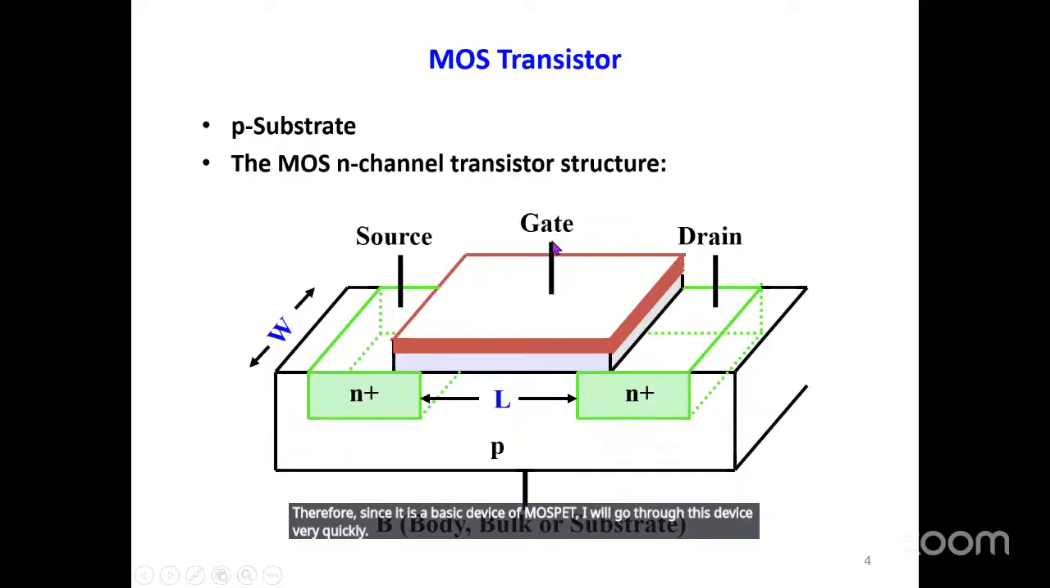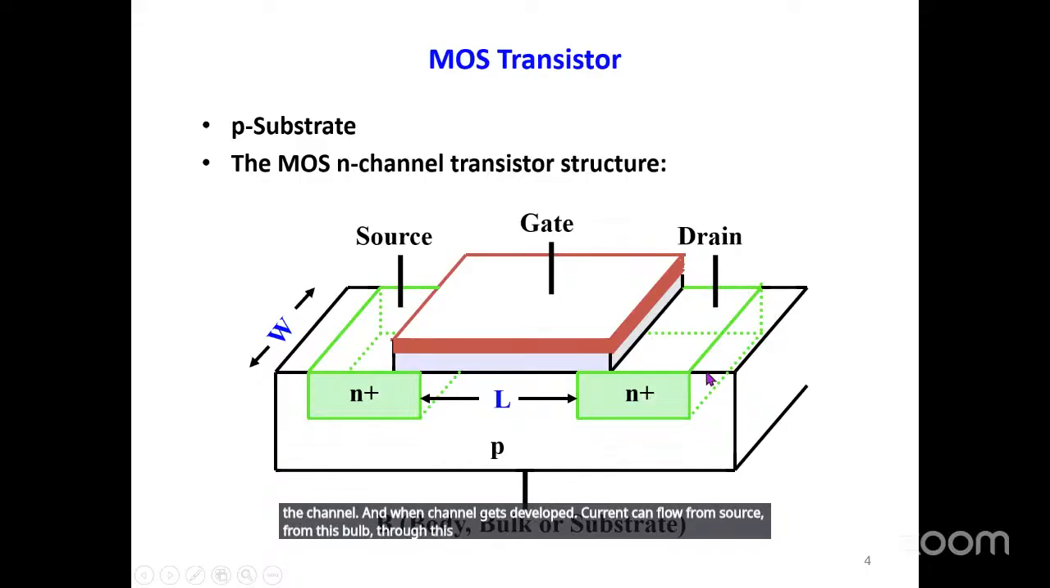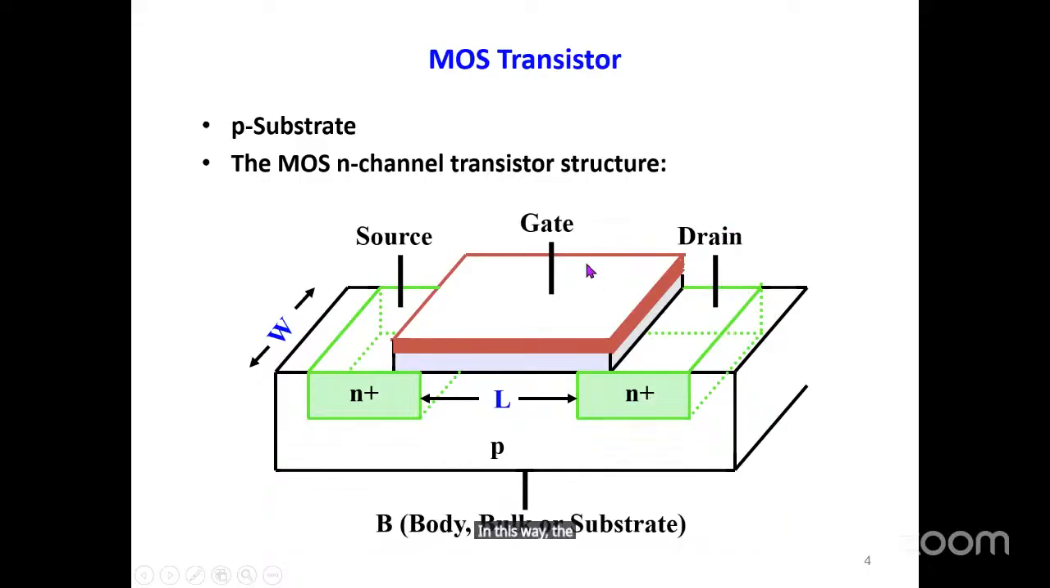When we apply positive voltage on this gate, because of the inversion process, the capacitive effect, the charges induced in this P substrate in this channel length L are the negative electron charges, and that is the development of the channel. And when the channel gets developed, current can flow from the source through this channel to the drain. In this way, the MOS transistor is switched on.